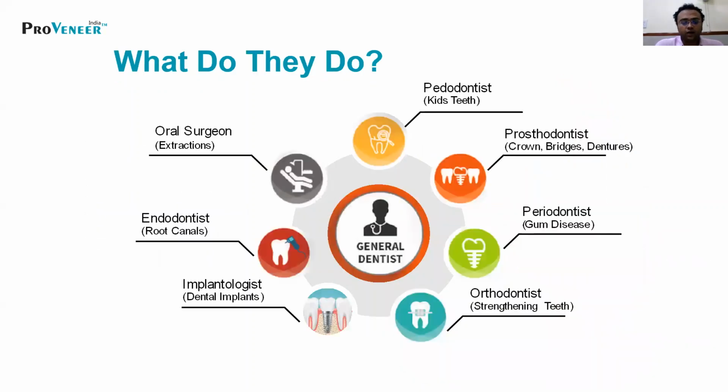So as I had told earlier, what were their specialties and what do they do? In short: pedodontist, kids' teeth; prosthodontist, crowns, bridges and dentures; periodontist, gum disease; orthodontist, straightening teeth; implantologist, dental implants; endodontist, root canals; and oral surgeon, extractions.